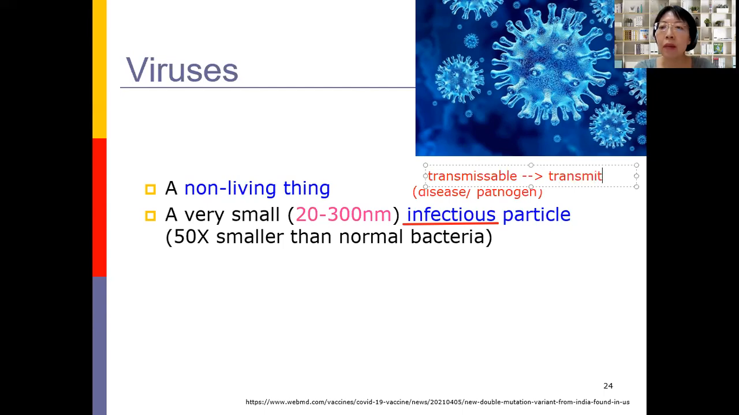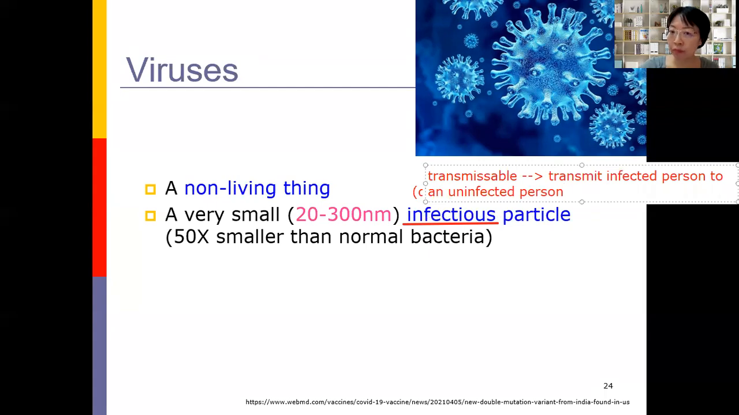We use the word transmit. You can transmit it from what? From an infectious person to an uninfected person. So that's the meaning of infectious. It must come from a person who's already carrying this pathogen. Then this person comes into contact with another person who is not carrying the pathogen, and the infected person passes this pathogen to the uninfected person. So this is called transmitting it.